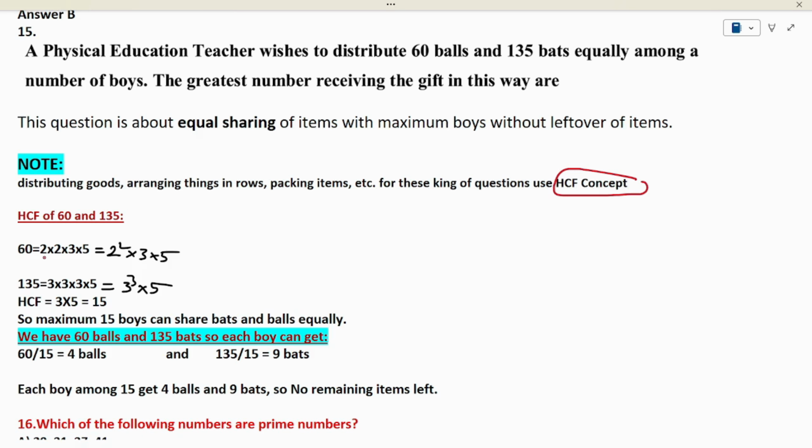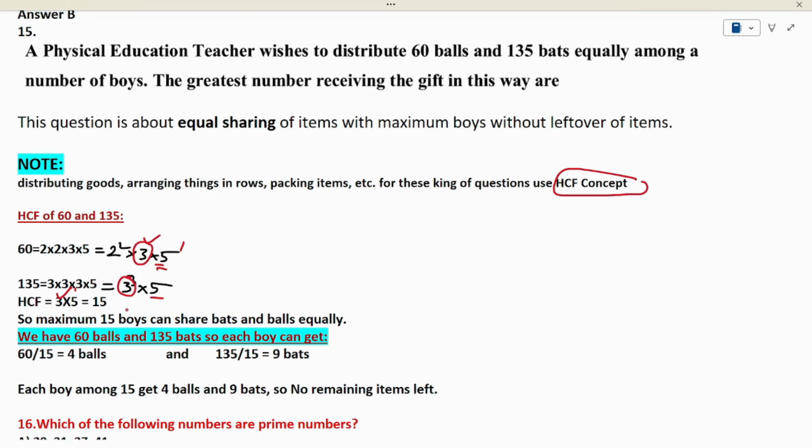60 can be written as 2 into 2 into 3 into 5, that is 2 square into 3 into 5. 135 can be written as 3 cubed into 5. We know that HCF is the product of the least powered common factors. Here we have 3, and here also we have 3, which means this is a common factor. But we need to consider the least power for the calculation of HCF, so I choose only 3. Then 5 is also a common factor; here we have 5 and here also 5. So I consider 5 with the least power, that is 1, so 5 power 1. So the HCF will become 3 into 5, which is nothing but 15.